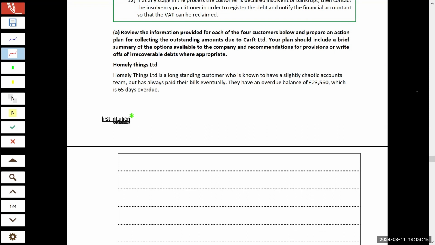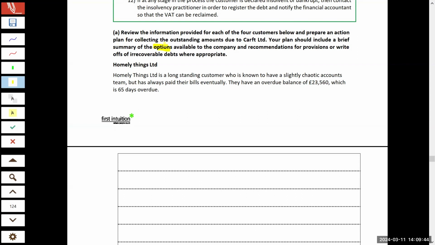But in the real world, would we look at situations like this and say, okay, they're a long-standing customer. They're not paying particularly quickly, but they always pay us. So maybe there's something else we could do in the first instance. So this is the key point here. It's giving ideas of options. One option will be, of course, to just enforce the credit control policies. But are there any other options available? Because if there are, the question will want to see them.